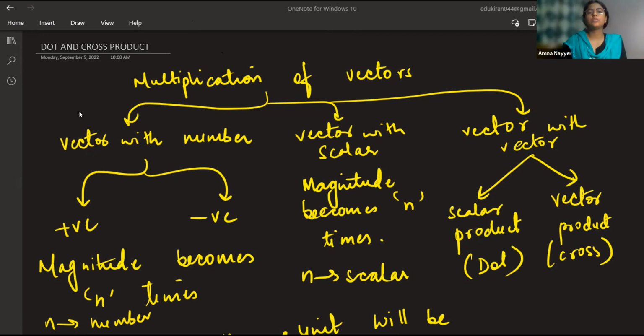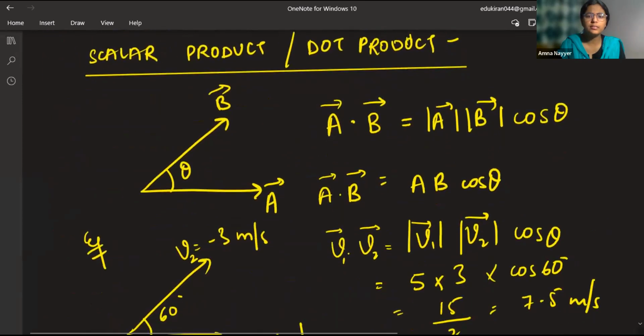Yes, so multiplication of vectors. From this, I was saying statement-based questions can be asked from this part, dot product and cross product. If two vectors are parallel, you will write the angle theta as 0 degree, and you can solve it. So directly I'll tell you, let's discuss scalar product, that is dot product.